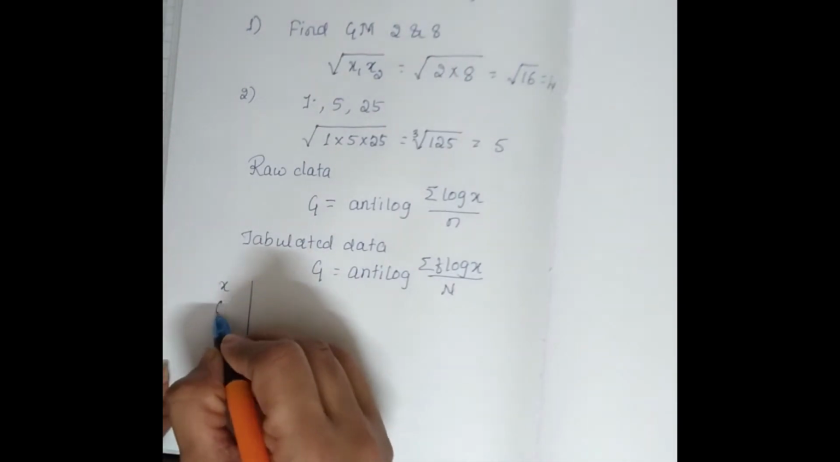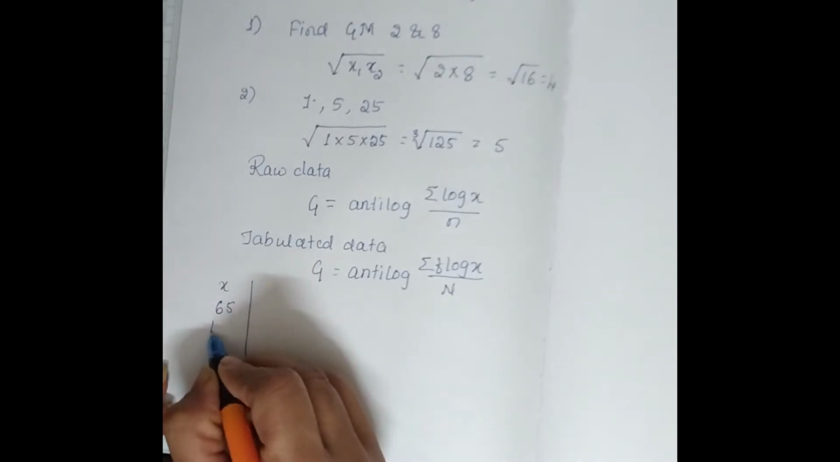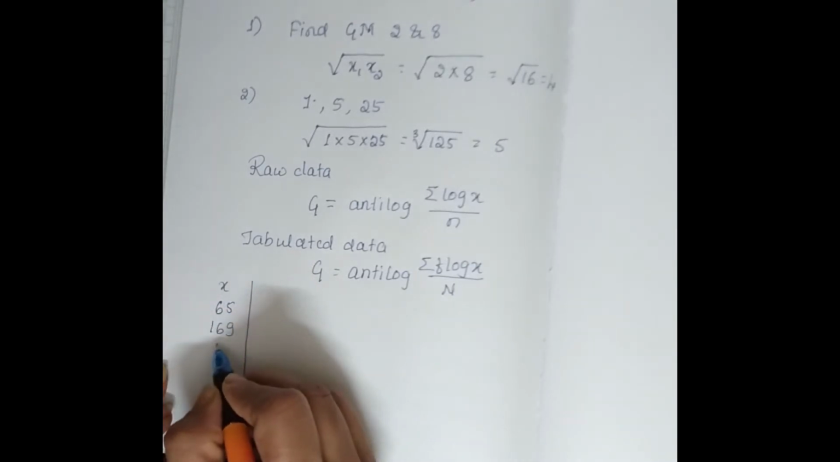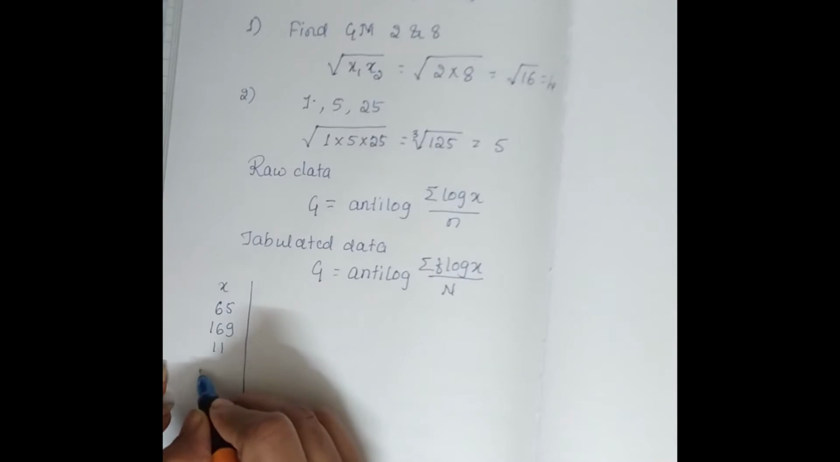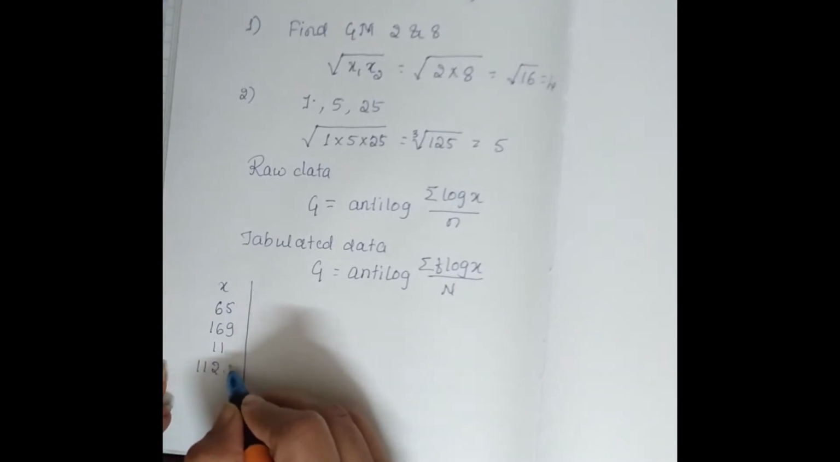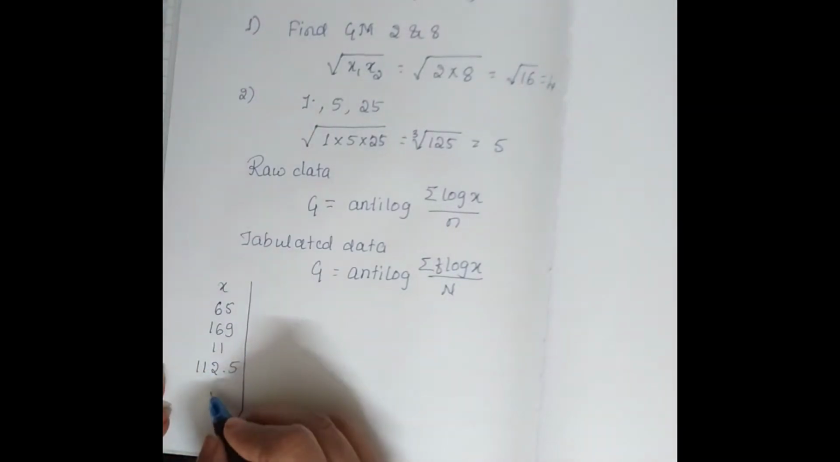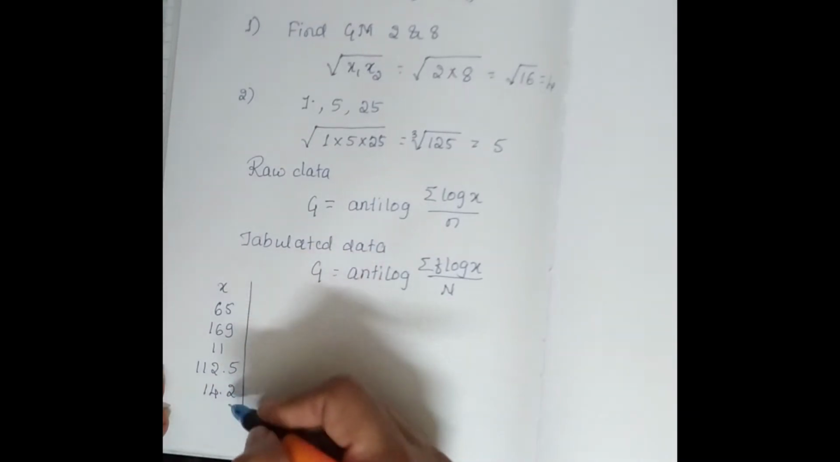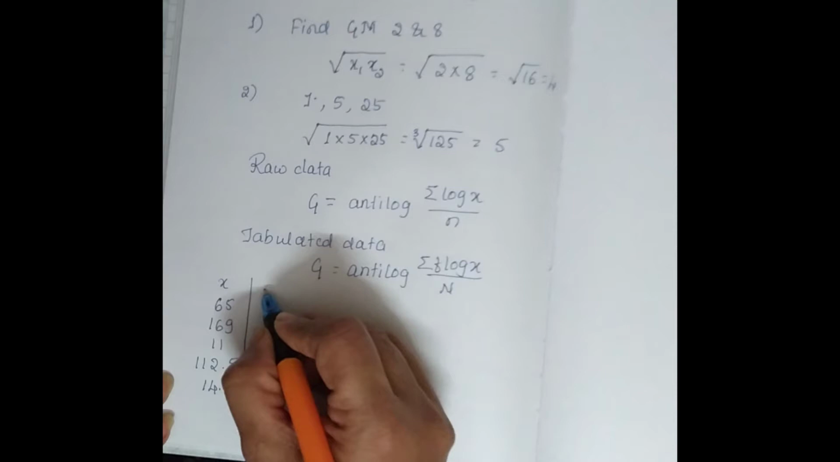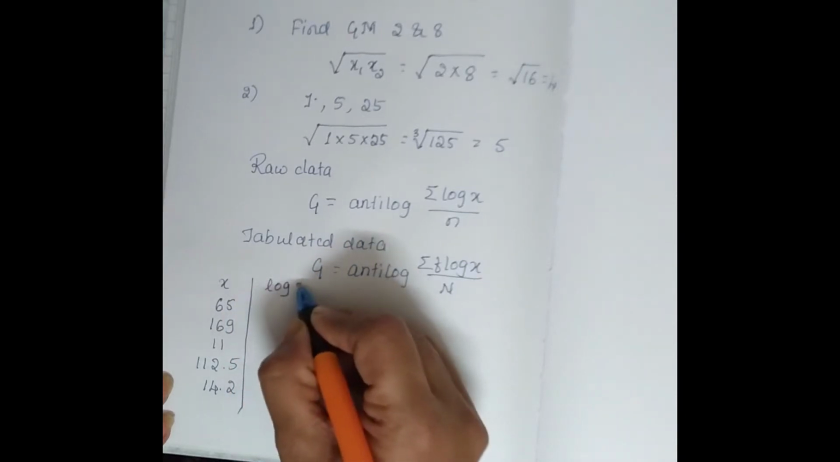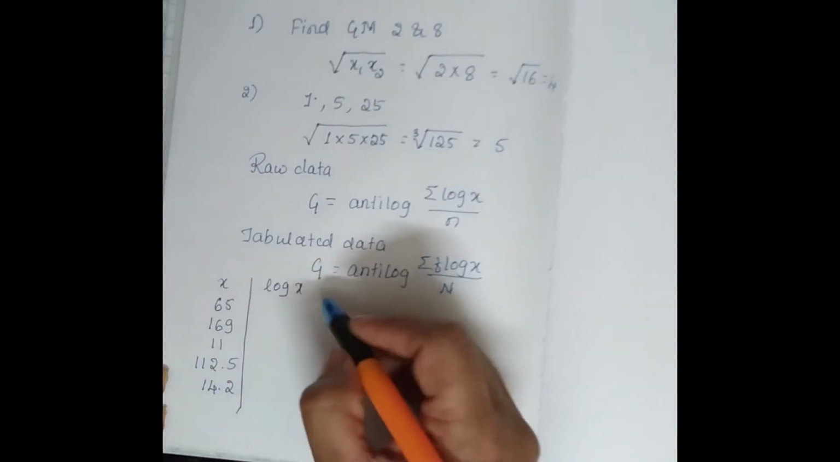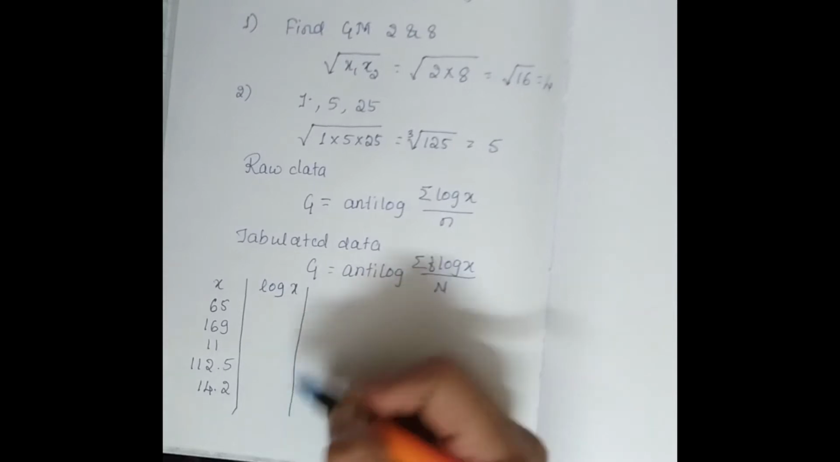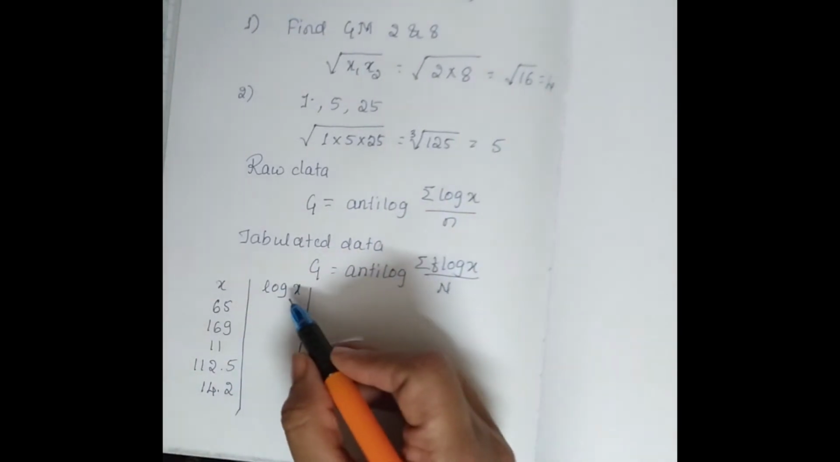The first values I will show you: 65, 169, 11, 112.5 and 14.2. I am taking only a few values. This is given in the question: calculate the geometric mean. Then for logarithms, how do we take the logarithms?